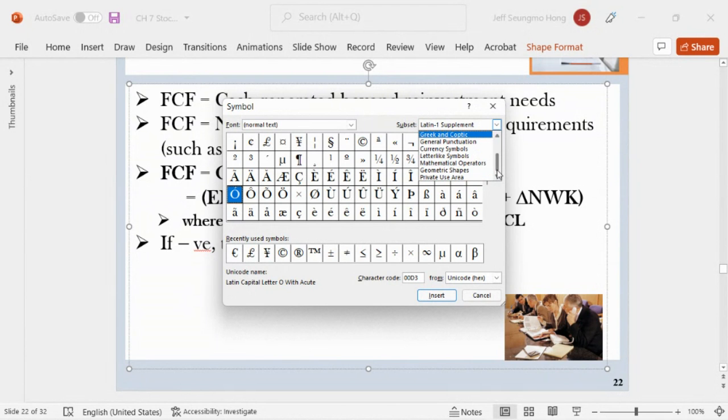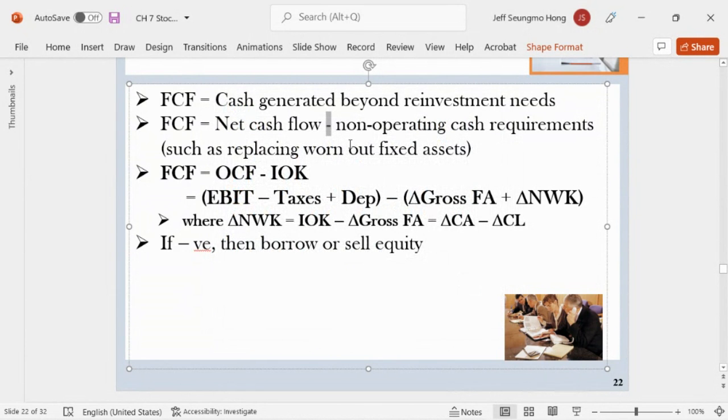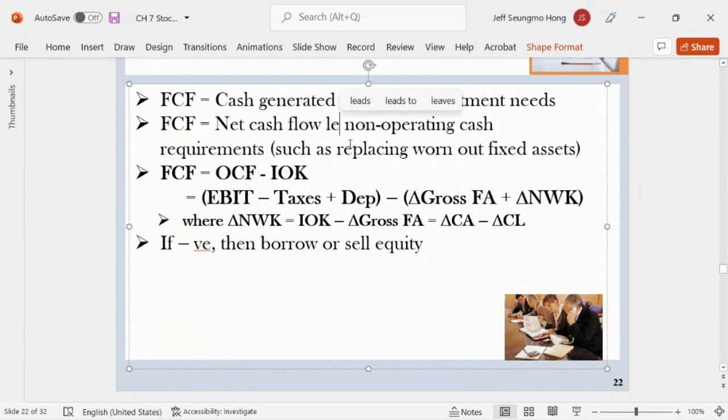Okay, it's no longer giving me that thing. But you know what it is. If that symbol's not there, I'll just say, yeah, less.